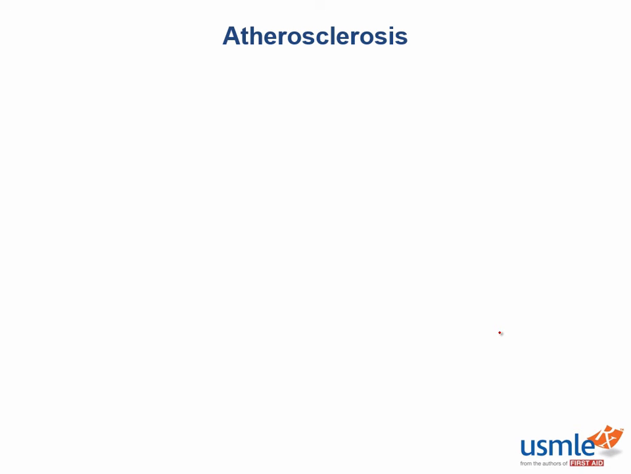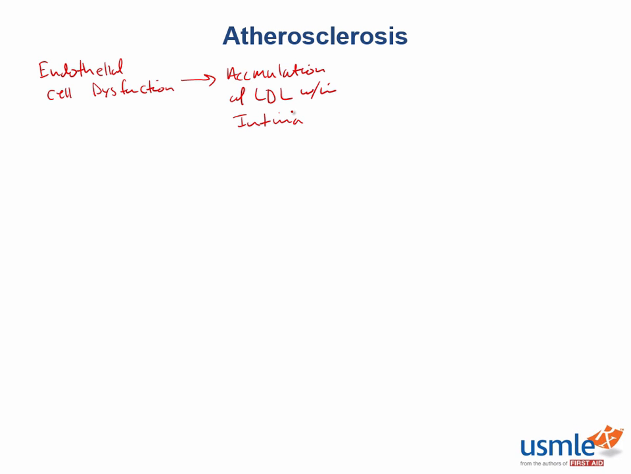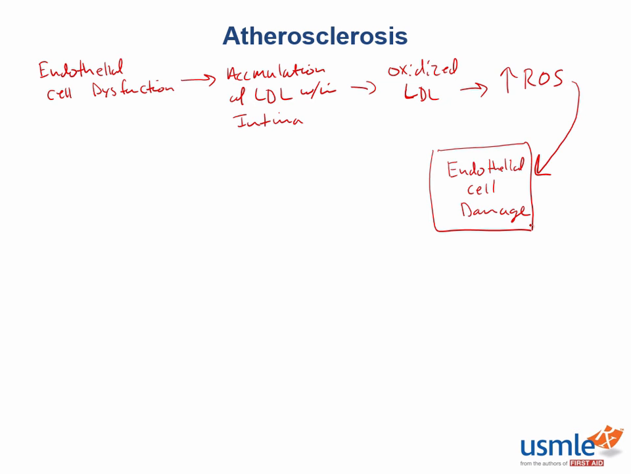Now, with all that, let's talk a little bit more about the pathophysiology. Now, the atherogenic process is one of the more complex and high-yield sections of the pathology section. First off, we have endothelial cell dysfunction, and this leads to the accumulation of LDL within the intima. Now, these small LDL particles are strongly attracted to the proteoglycans in the vessel wall, and if they remain there for a long time, they will be oxidized, and this oxidation produces reactive oxygen species, which then can cause further endothelial cell damage.